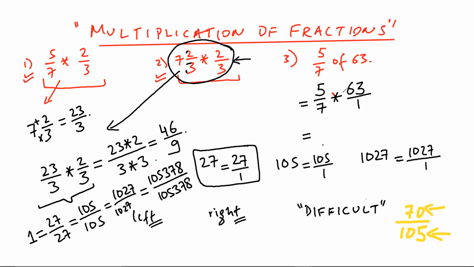Do you see any common factors? So 9 and 63, and 7. 7 ones are 7, 7 nines are 63. So the answer would be 45. Perfect.